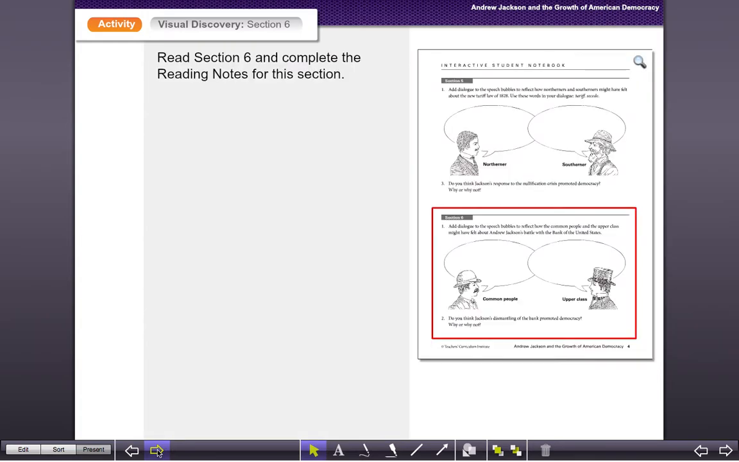So now, this is where your responsibility comes in. In your interactive student notebook for Chapter 14, we're going to focus in on Section 6. So what you need to do now is push pause, and read through Section 6 and complete the reading notes for this section. So take a quick look at what we've got over here. You're going to, again, add dialogue to the speech bubbles to reflect how the common people and the upper class might have felt about Andrew Jackson's battle with the Bank of the United States.